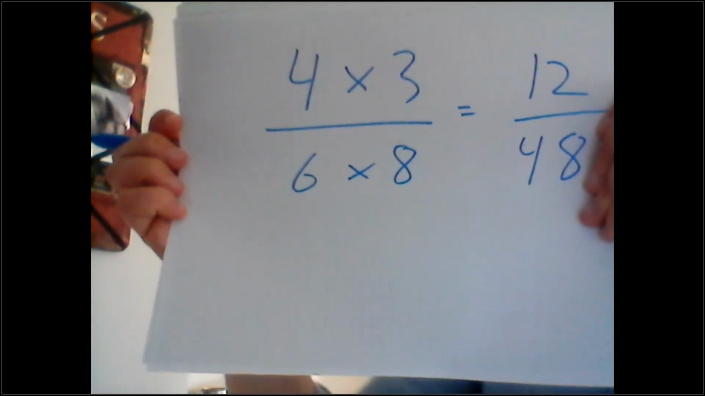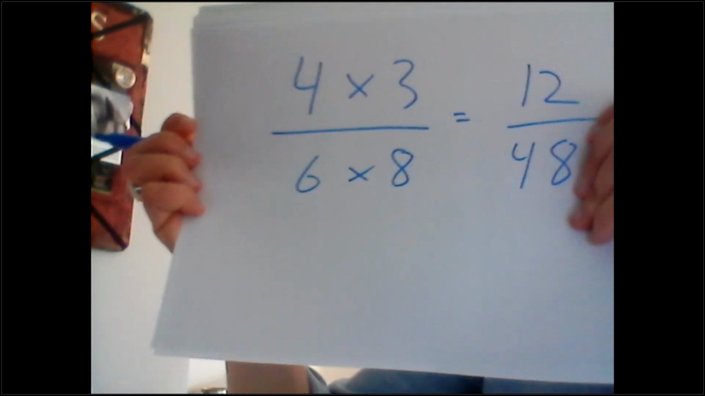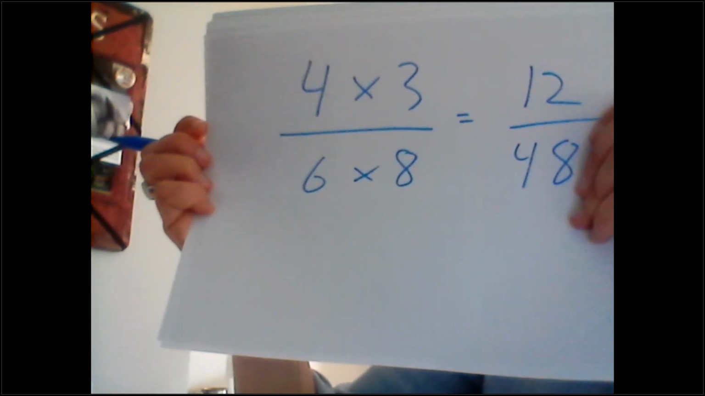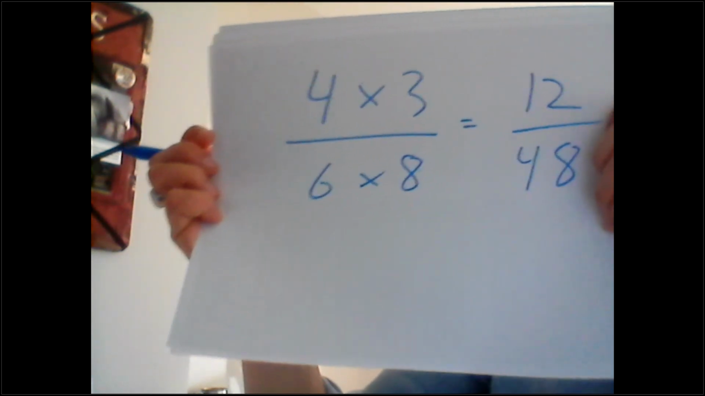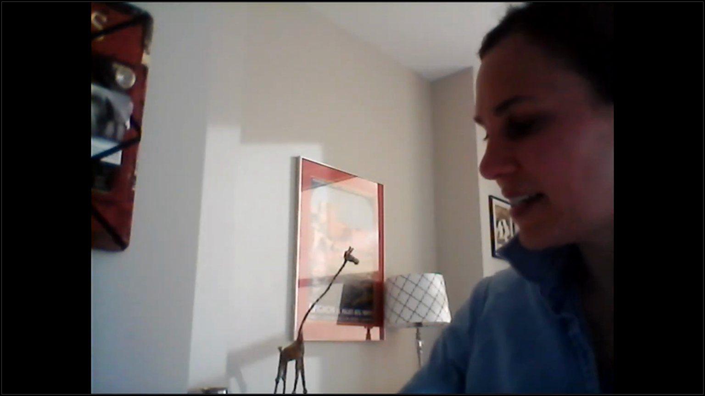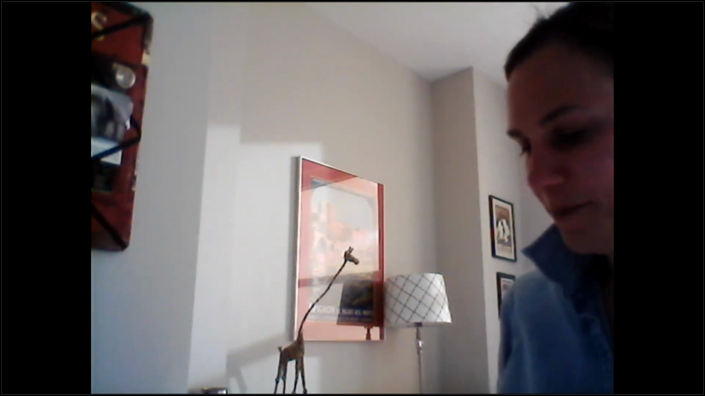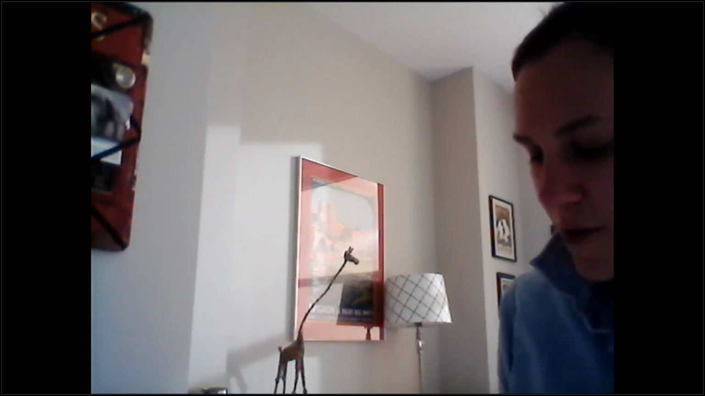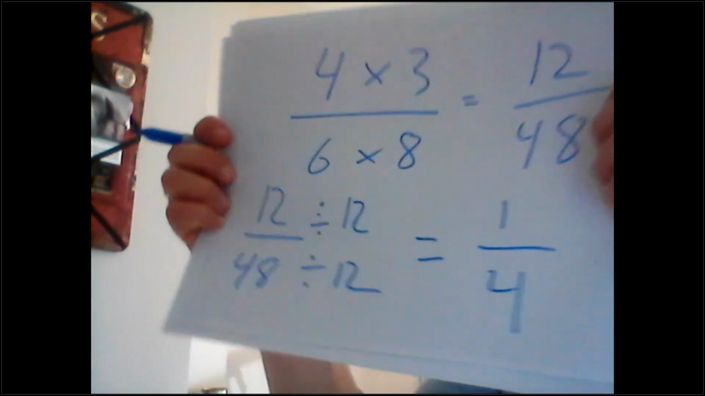6 times 8, 48. But then we think, oh my goodness, I'm going to have to reduce that, because I know there's something I can divide both the numerator and the denominator by to get that fraction into its simplest form. This is where it's going to take me a little bit of time to think about. But ultimately, I'll just show you the math quickly here: you end up dividing the numerator and the denominator by 12 to get to our final answer of 1/4.